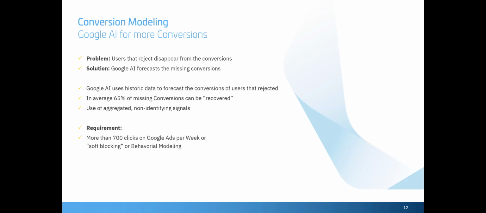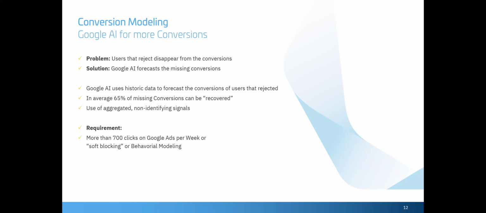Google claims that they, on average, can recover 65% of the missing conversions. So the conversions that you don't see in analytics, Google will forecast 65% of them by using aggregated and non-identifying signals. So that's things like the browser information, but not a cookie, for example. We'll also look at this in a minute.